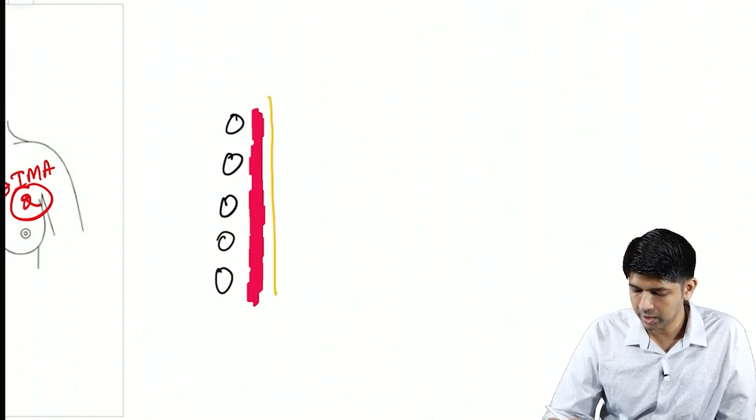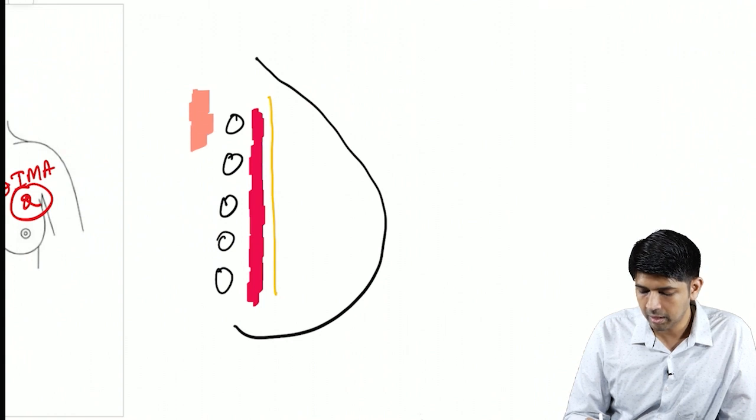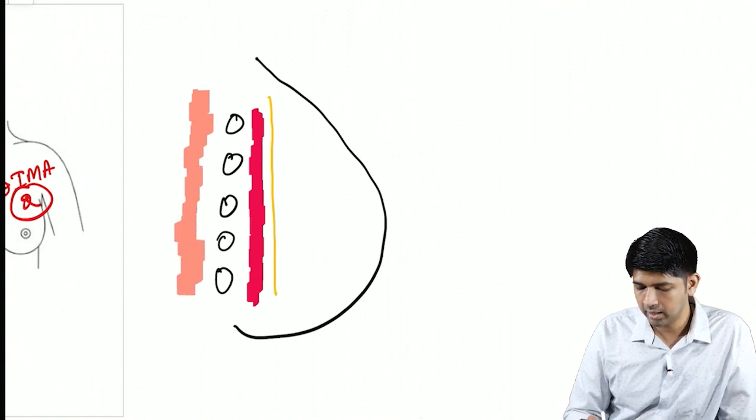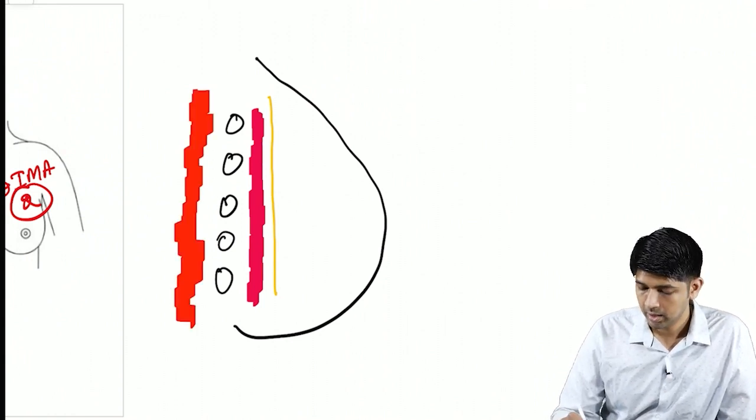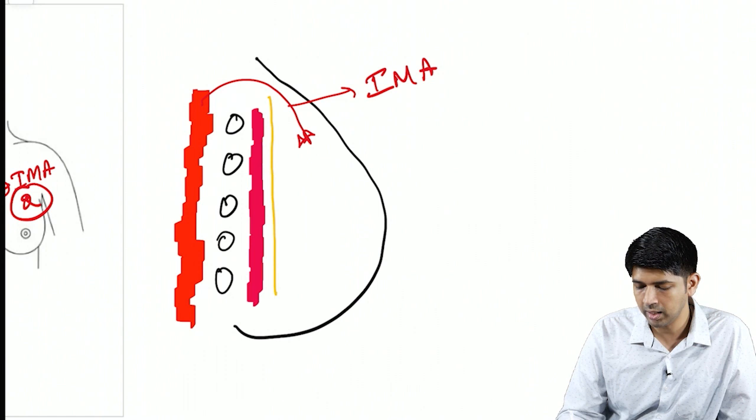This will be a pectoral fascia and the breast is here. Now we have discussed that the main internal mammary artery is behind the muscle, alright. So it will give out one branch like this. So this is a branch from the internal mammary artery.